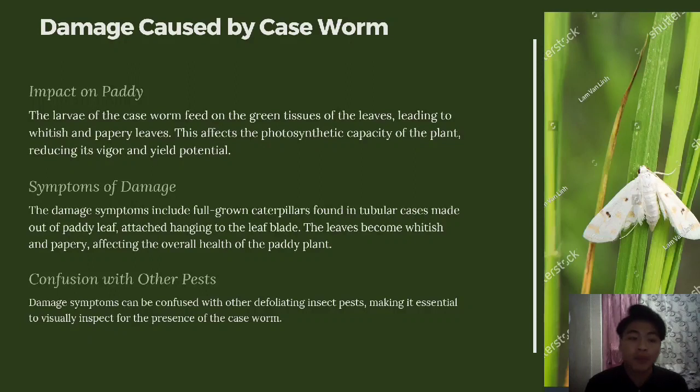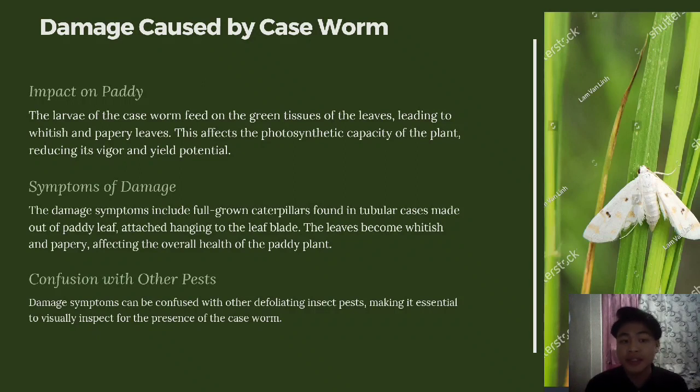Impact on paddy. The larvae of the caseworms feed on the green tissue of the leaves, leading to whitish and peppery leaves. The effects: reduced photosynthetic capacities of the plant, reducing its vigor and yield potential.